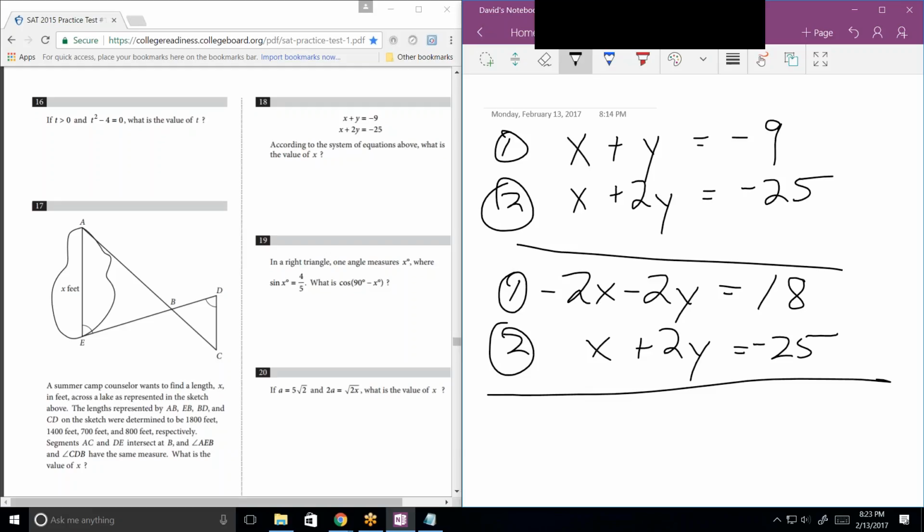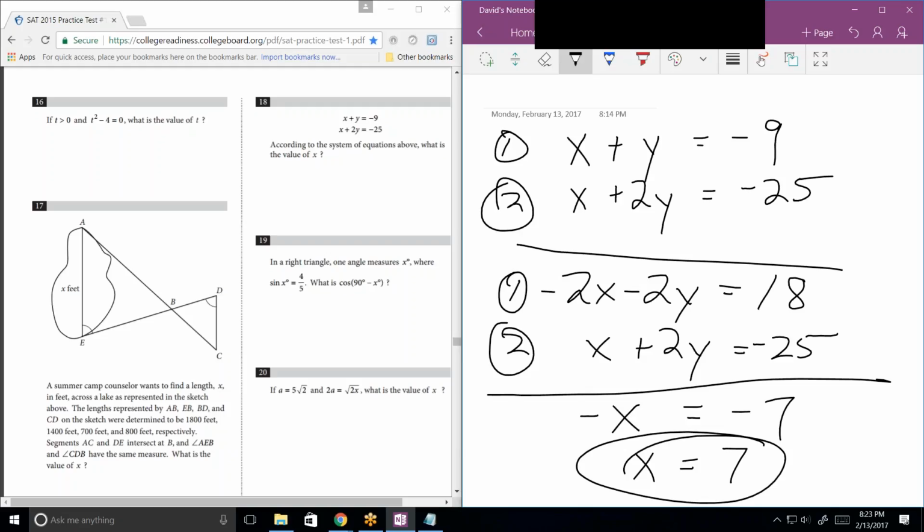What do you do now? What do you get when you add the two equations now? So you get minus x is equal to what is that? 7. Which means x is equal to 7. Here's your answer.